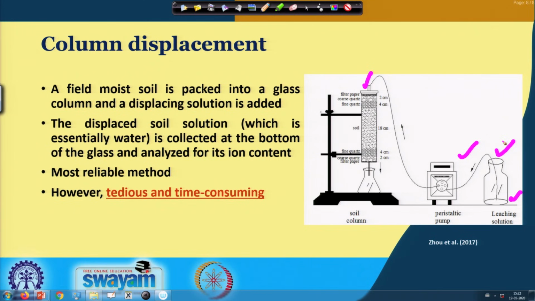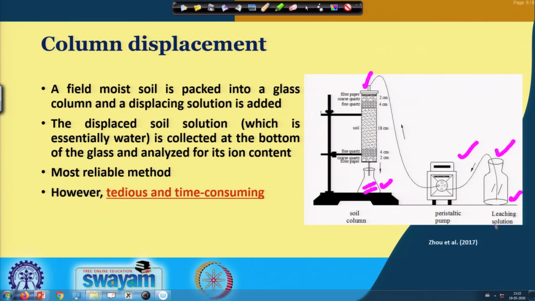We are adding this displacing solution at the top of the packed soil column through a peristaltic pump, and this leaching solution or displacing solution, which is essentially water, will pass through this soil column and then be collected at the bottom. So, this is called the displaced solution, which is essentially water. They collect at the bottom of the glass column and analyze for its concentration, and this is the most reliable method, however tedious and time consuming.